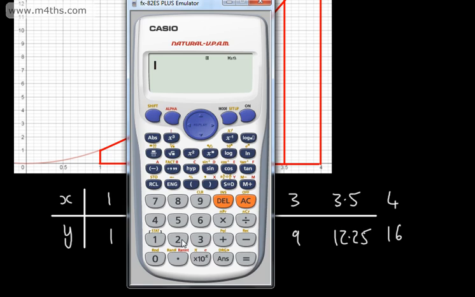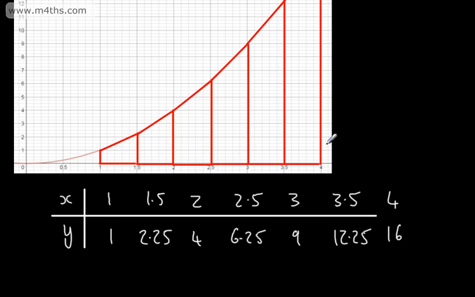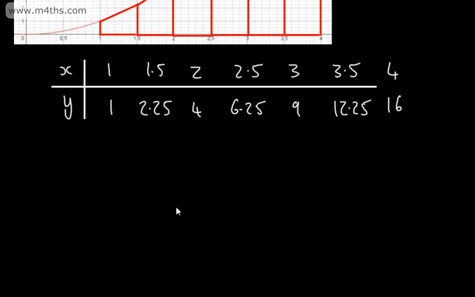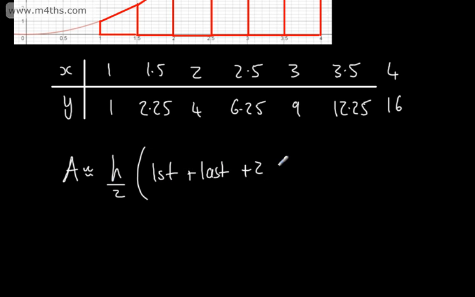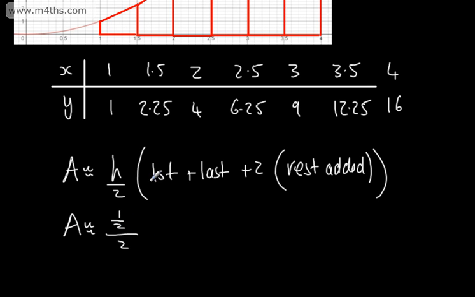Let's just check my 3.5 squared. I'm not going nuts. 3.5 squared should be 12.25. There we go. So all I've done now is simply put these in. So we can say that the area is approximately equal to... this time, remember it's h over 2, it's the first plus the last, plus 2 lots of everything else added up. And of course you don't have to write this in the exam, hence why I'm using different things here. So the area is approximately equal to 1/2 divided by 2. So this time, instead of h being 1, h is going to be 1/2.